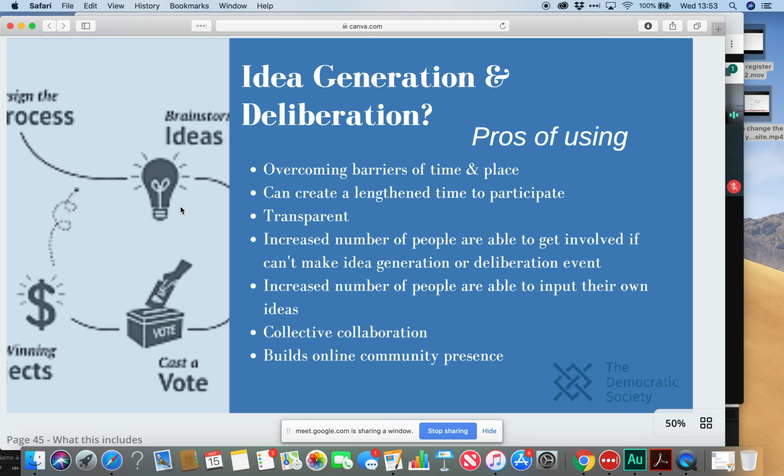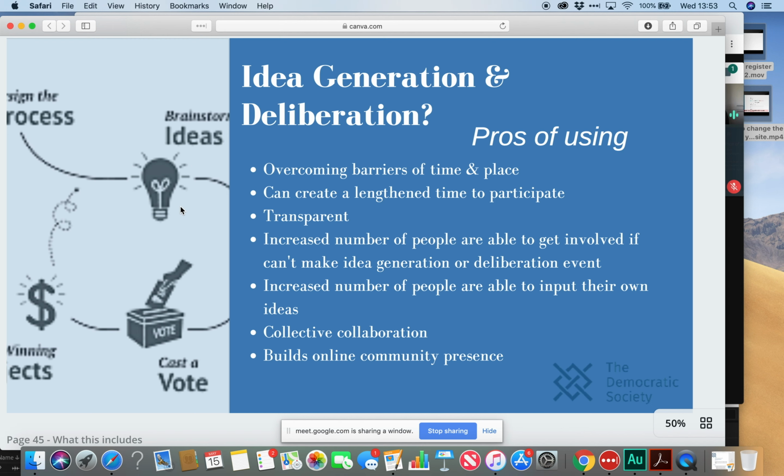Well, you can overcome barriers of time and place, meaning that you don't have to come to an event. You can participate online. This also creates a longer amount of time to participate. So it's not just in one day. You could have 2 weeks, 4 weeks, enough time to generate ideas, and then another 2 or 4 weeks to deliberate on some of these ideas and put them through to support phase, and then put them through to vote.